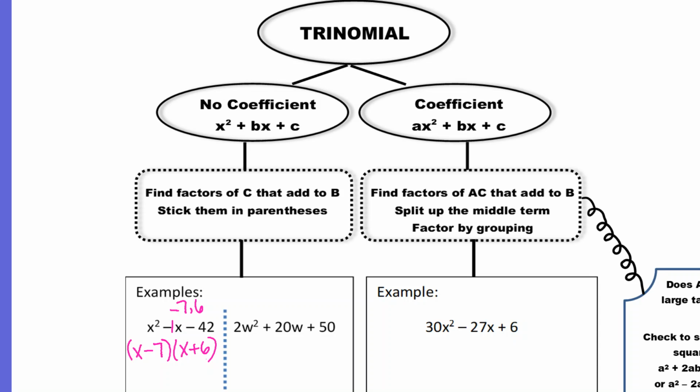For the next one, there is a coefficient out front, but that's because we need to make sure there's no GCF, and there is here. So we are pulling out a 2. We are left with w squared plus 10w plus 25. We need two numbers that multiply to 25 and add to 10, which would be 5 and 5. So it's going to be 2 times w plus 5 times w plus 5. That one actually happened to be a perfect square trinomial also, so we could also write that as 2 times w plus 5 squared.